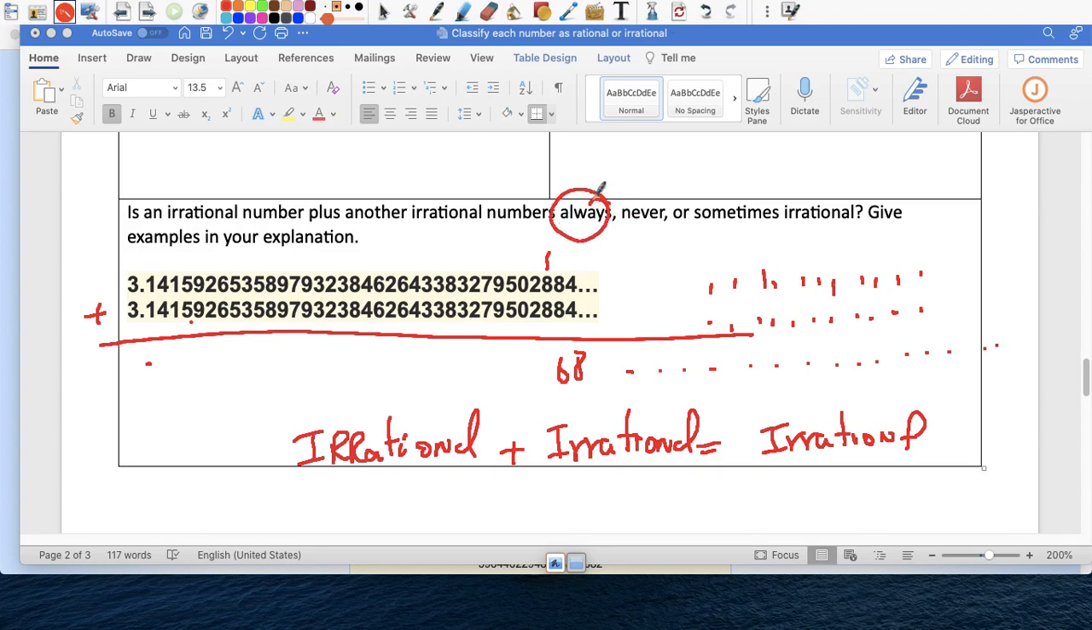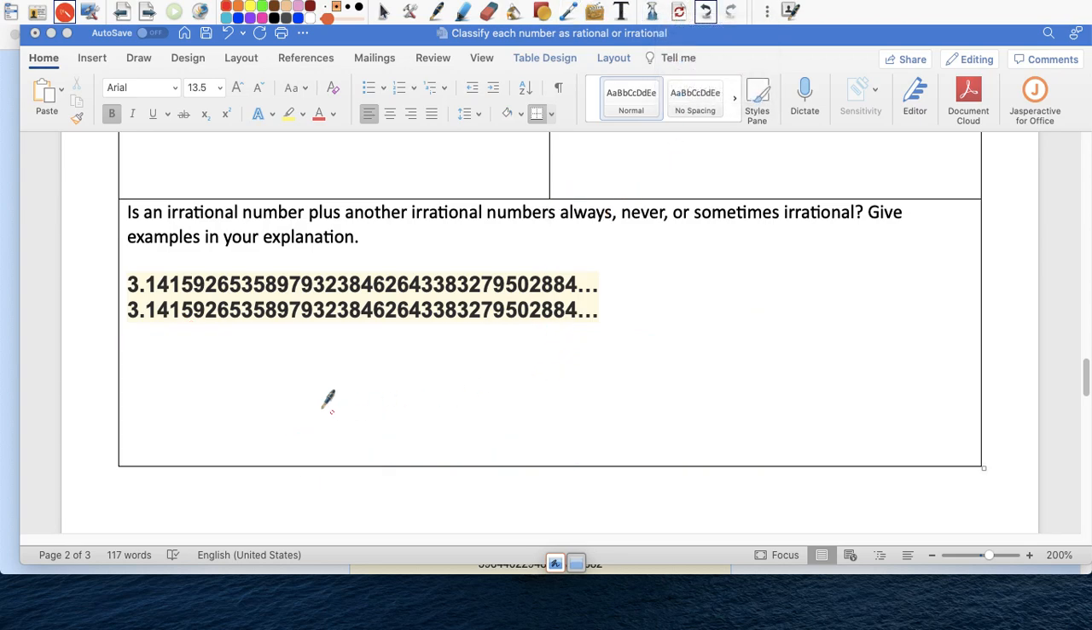But can you think of a case where irrational plus another irrational gives me a rational? How would that happen? Well, what if I did pi plus negative pi? What would I get? Think about that for a second. Pi plus negative pi. Wouldn't I get 0?